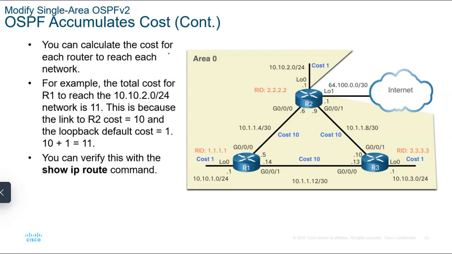You can calculate the cost for each router to reach each network. So for example, the total cost for router 1 to reach this network. Now which one is this network? 2.0. Where is 2.0? It is this one. For example, the total cost from router 1, where is router 1? This is the network, the loopback interface. From router 1, we expect 11, as you can see, it is this.